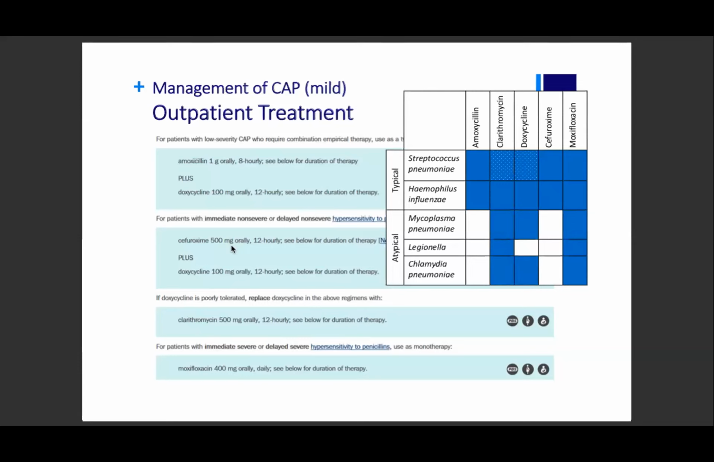When we look at doxycycline, on the other hand, we see it covers the typical and some of the atypical organisms when we rule out Legionella. But we got here with doxycycline a resistance. We talk about strep pneumonia.